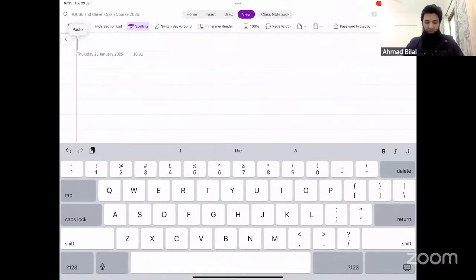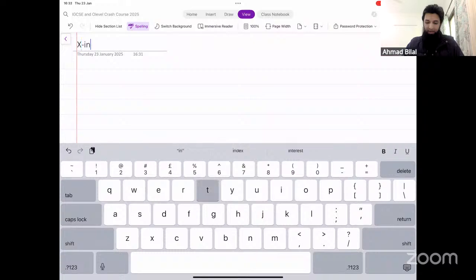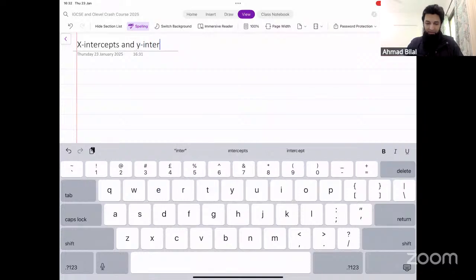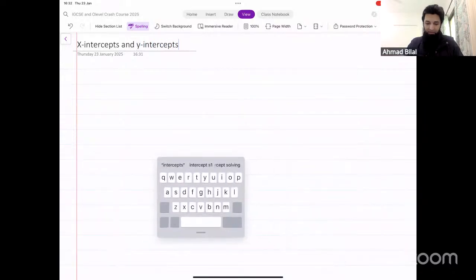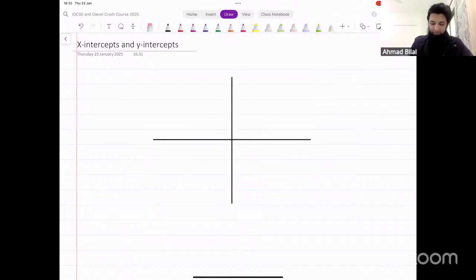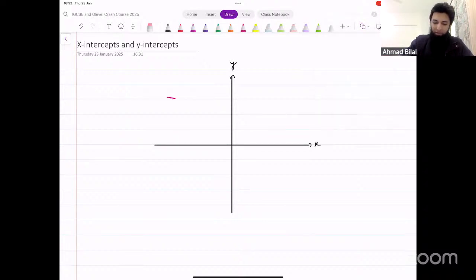Then you should also be able to find x-intercepts and y-intercepts of lines. This is actually a general concept that does not just apply to lines, but to any function. Let's say I have a line like this. So I have x and y axes. This is the y axis, this is the x axis, and there's a line that is going like this.